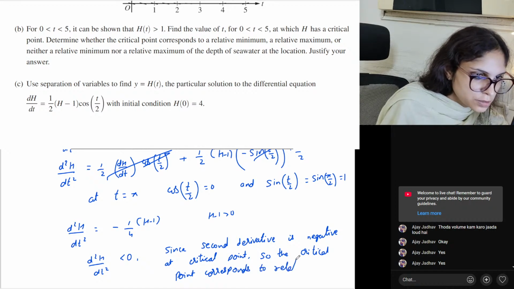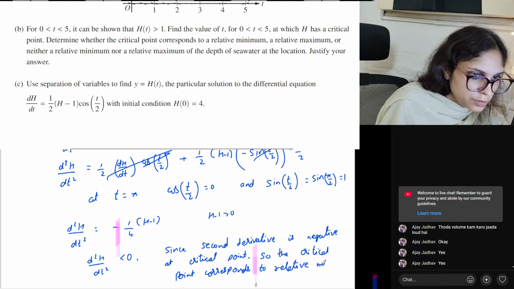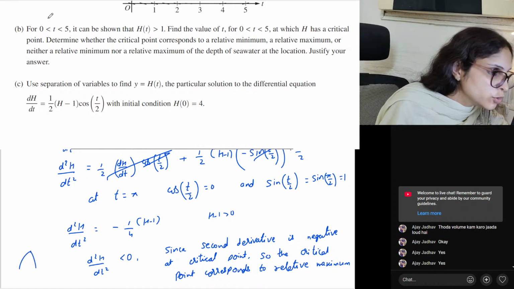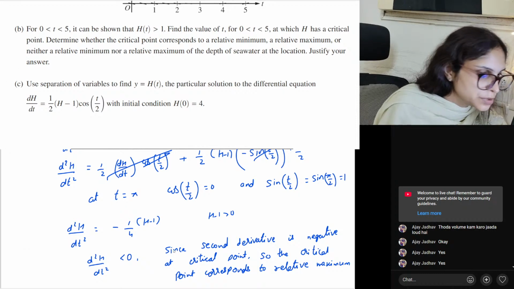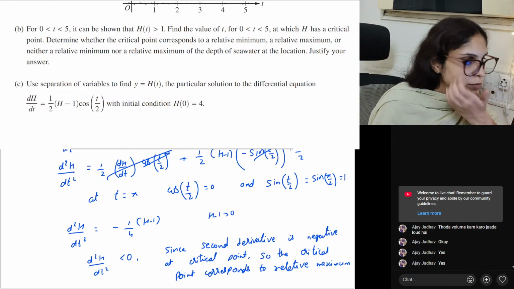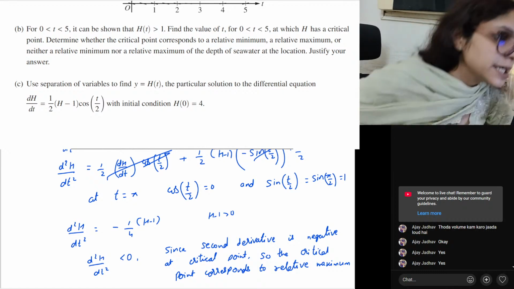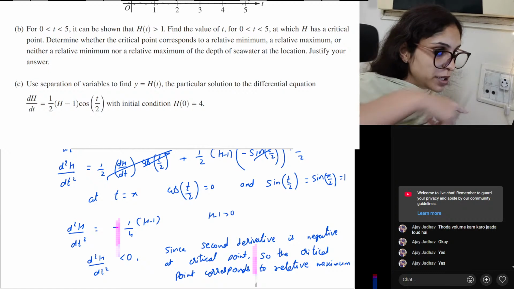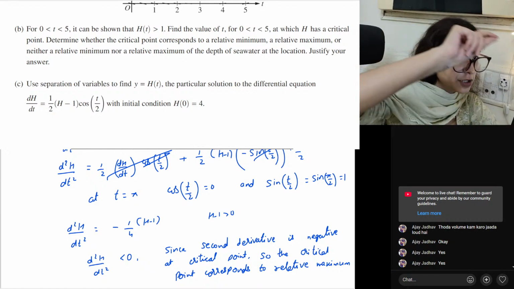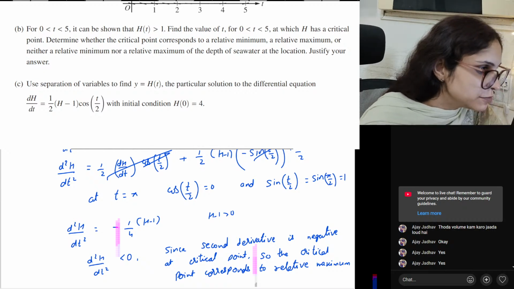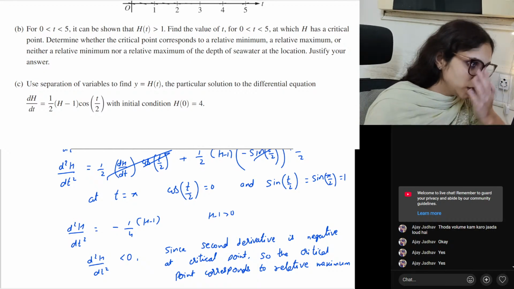And how can we come to this conclusion? Because the second derivative is negative, that means it is going to be concave down. And this is a graph of concave down, and in concave down, you always get a maximum. That is how I remember it, because you'll also have to remember lots of things. So how do I remember it? Because the second derivative is negative, it is concave down. You make the graph of concave down, and you're always having a maximum. That is why this point corresponds to a relative maximum. Got it?